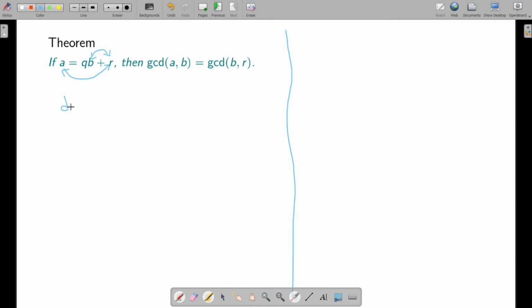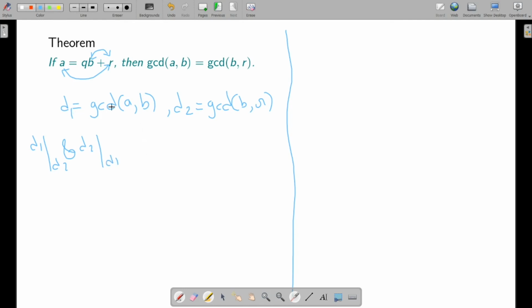Suppose we take D1 to be the GCD of A and B, and D2 to be the GCD of B and R. The idea of this proof is that I will prove that D1 divides D2 and D2 divides D1. I'm giving the basic idea of this proof.